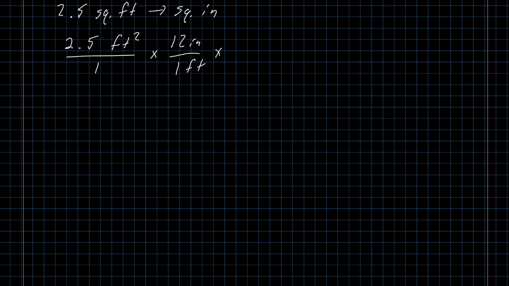So in order to get from square feet to square inches, I need to multiply by that factor of 12 inches over 1 foot, not once, but twice. Because 2 factors of feet down here will cancel out the 2 factors of feet that are the definition of square feet. Then we will get inches times inches, and inches times inches will likewise be the definition of square inches. All right, so I've got 2.5 times 12 times 12, which my calculator tells me is 360.